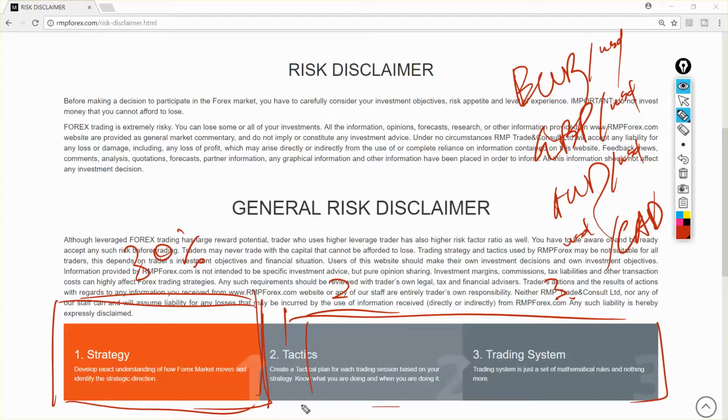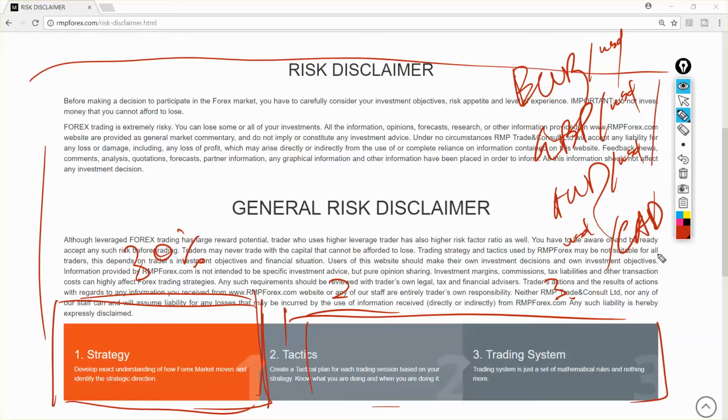Also, before we proceed, don't forget to read through the risk disclaimer. It is very important. Click the pause button if you need some more time, and let's get straight into it.